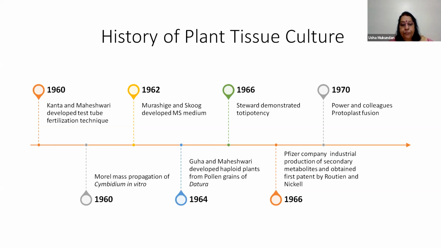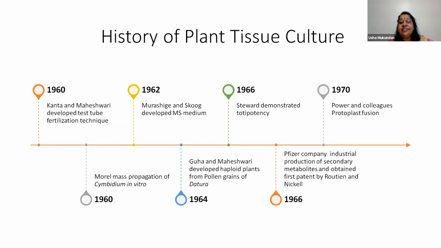There are then permutations and combinations, and you get different types of media. Again, Maheshwari along with Guha in 1964 developed haploid plants. You know that pollen grains have n number of chromosomes. So if pollen grains differentiate to form an entire plant, these plants will be haploid.